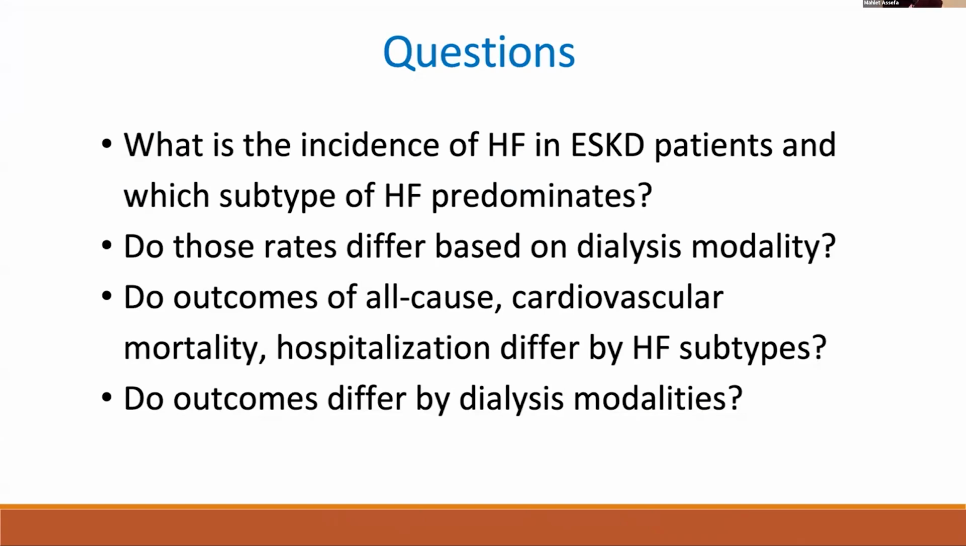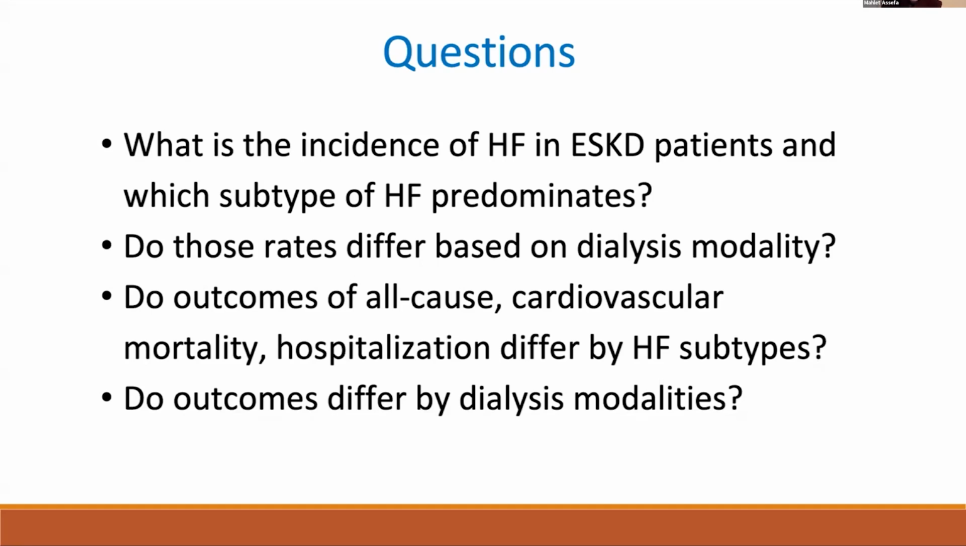But my curiosity is, are those rates different based on dialysis modalities? Are the subtypes different based on dialysis modalities? And then do outcomes like all-cause and cardiovascular mortality and hospitalization differ by these subtypes in patients on dialysis?